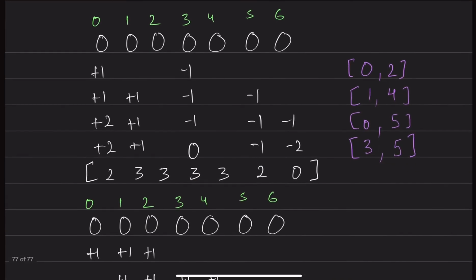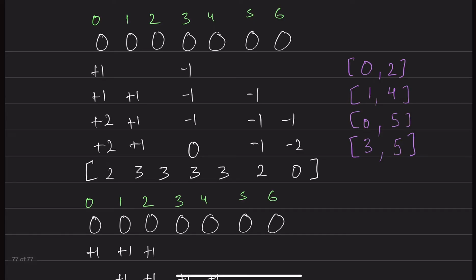Now how to do this is that at every starting position of a query, we will place a plus one. If you see, at this zero, I'll place a plus one, and at the end of each query, I will place a minus one. The end was 2 over here, so I'm placing a minus 1 over here.